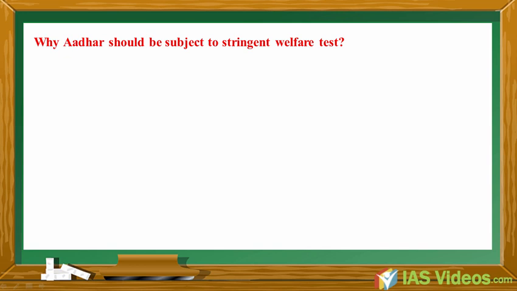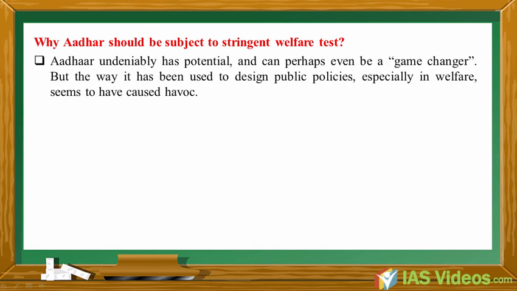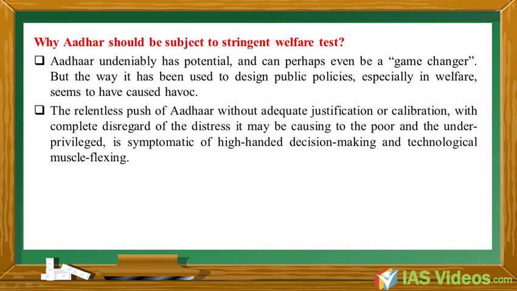Why should Aadhaar be subject to a stringent welfare test? Aadhaar undeniably has potential, and can perhaps even be a game changer. But the way it has been used to design public policies, especially in welfare, seems to have caused havoc. The relentless push of Aadhaar without adequate justification or calibration, with complete disregard of the distress it may be causing to the poor and the underprivileged, is symptomatic of high-handed decision-making and technological muscle flexing.